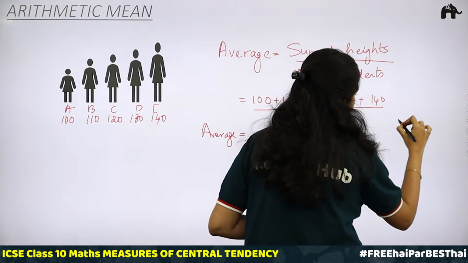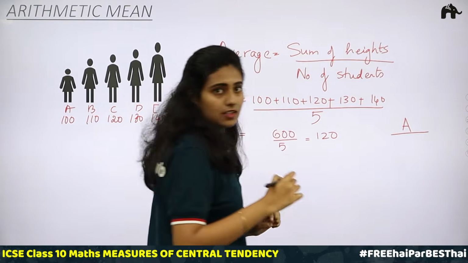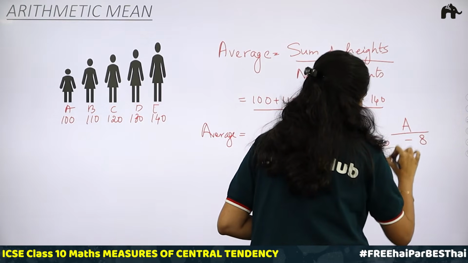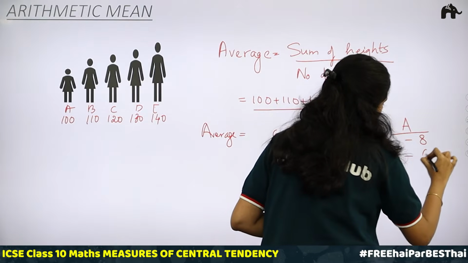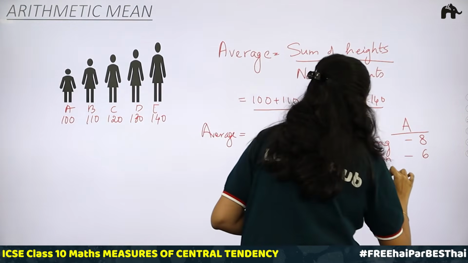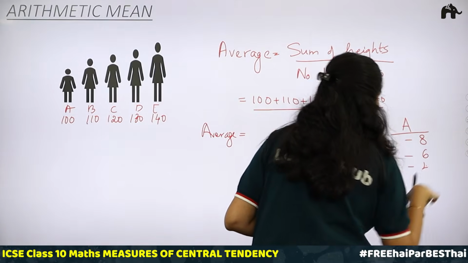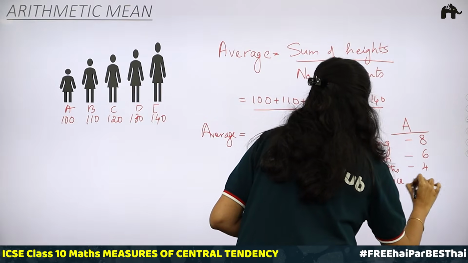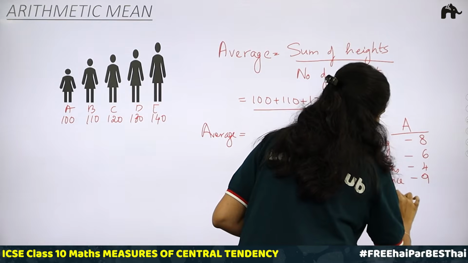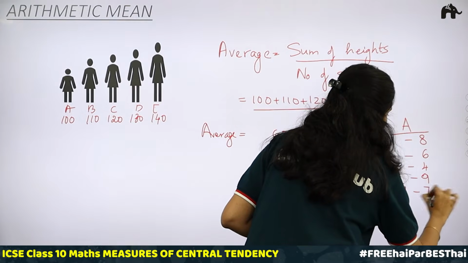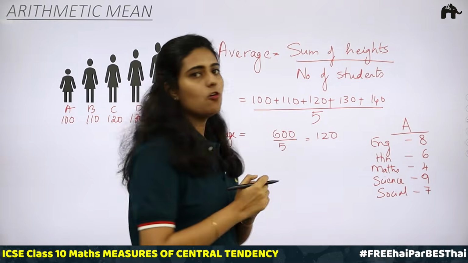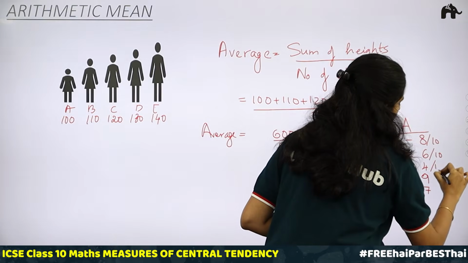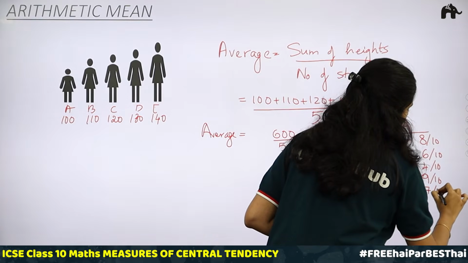Let a student A score 8 marks in English. In Hindi he scores 6 marks. In maths he scores 4 marks. In science, he gets 9 marks and in social, he gets 7 marks. What is the average? Here, 8 out of 10, 6 out of 10, 4 out of 10, 9 out of 10 and 7 out of 10.